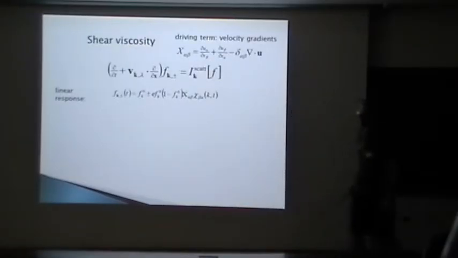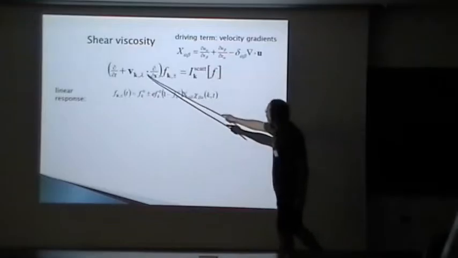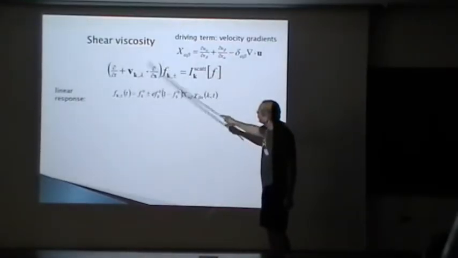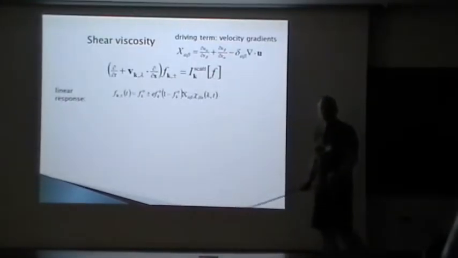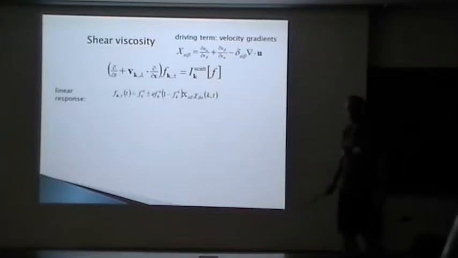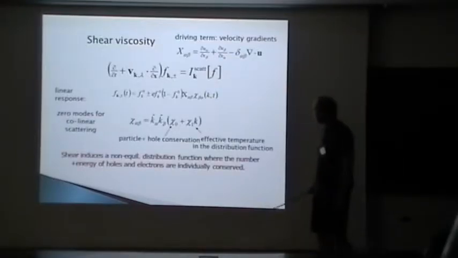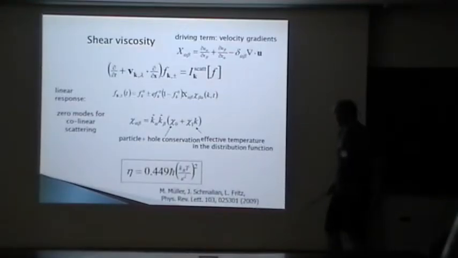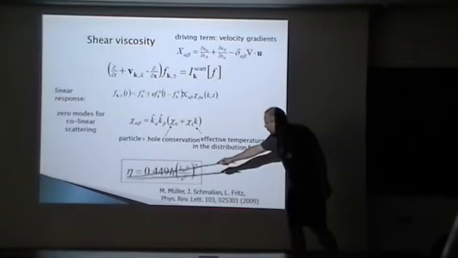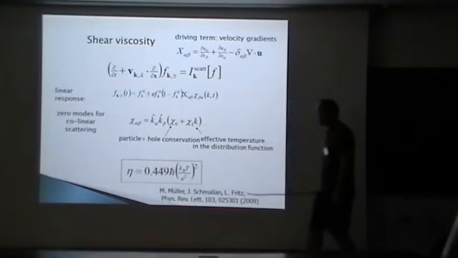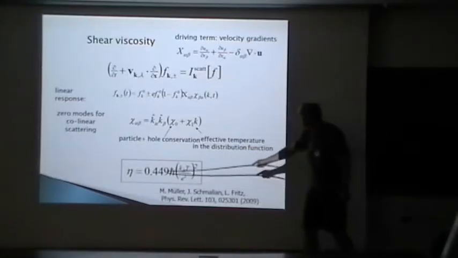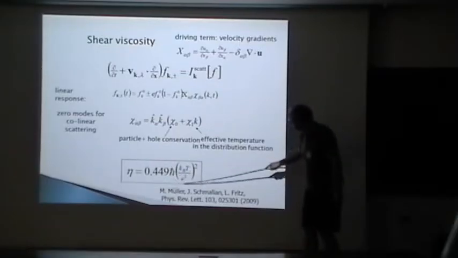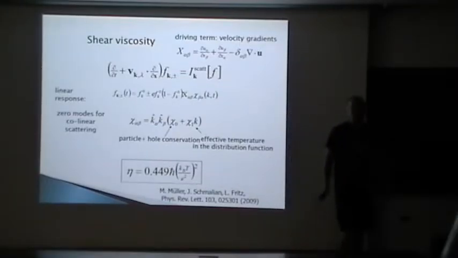We can do the same calculation for shear viscosity, where we have velocity gradients in the system, and where we have no tensorial driving terms. And again, I motivated this last lecture. Here, you can find that there are actually two zero modes, and you can, again, invert the problem, and find, again, a universal answer for the shear viscosity of that problem, which is 0.449 times what you would expect by pure dimensional reasoning.